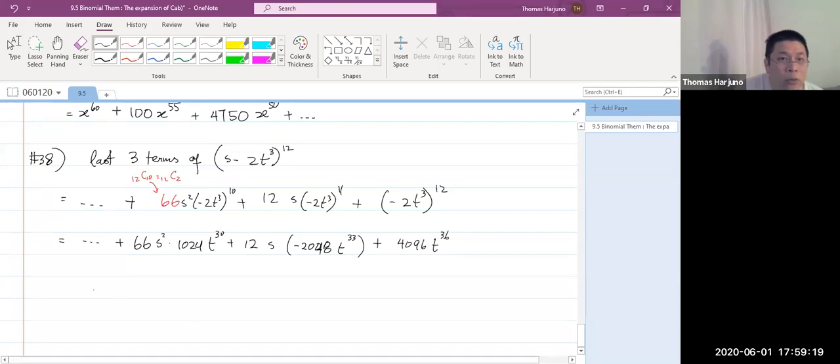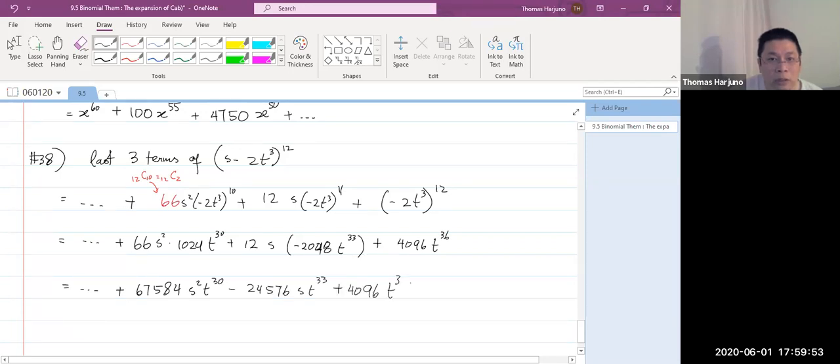This is equal to, let me use my calculator, 66 times 1024, 67,584 s squared t to the 30th, minus 2048 times 12, 24,576 s t to the 33rd, plus 4096 t to the 36.